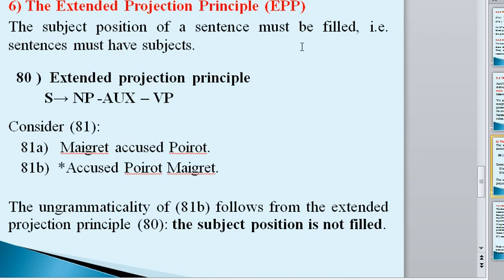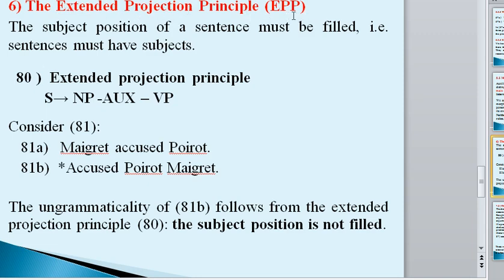This is one of our principles in syntax. You should know this principle. It's a kind of important principle. The Extended Projection Principle, we call it the EPP.